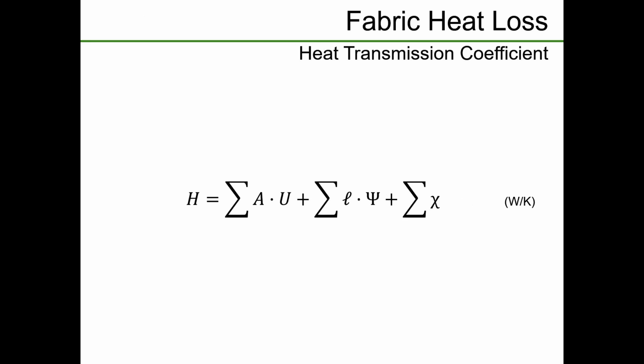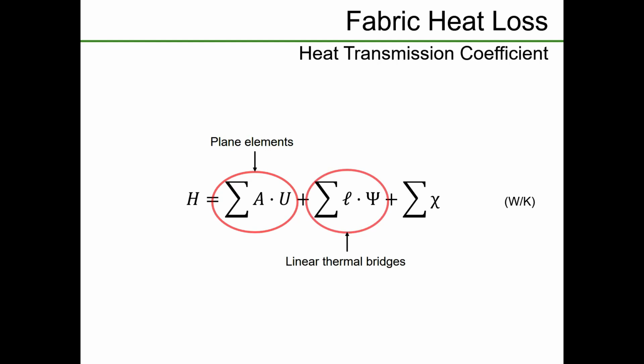If we look at the fabric heat loss and the heat transmission coefficient, this here is the amount of heat you're losing through a building in watts per Kelvin. It's calculated by taking your plane elements, so it's the area times the U value, and you add that together with the linear thermal bridging, which is the thermal bridging at junctions. So it's the length of each bridge times its psi value, which is the heat loss calculated for that thermal bridge, and you add the point thermal bridges, which is a summation of the number of point thermal bridges.